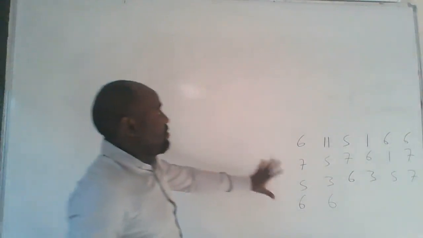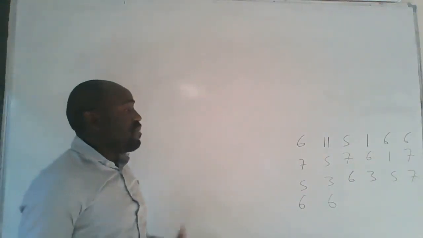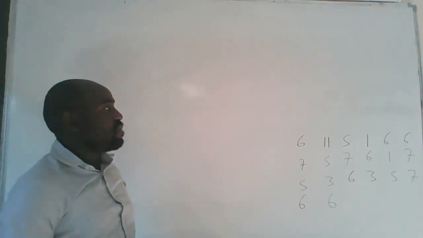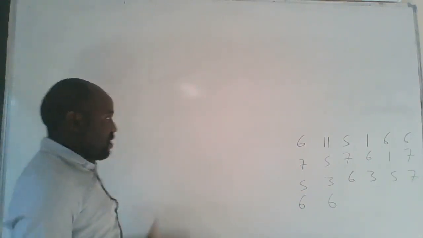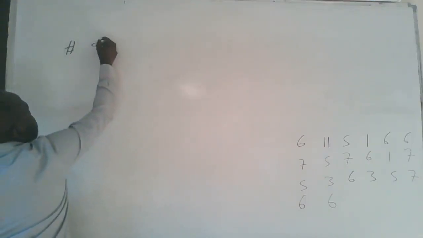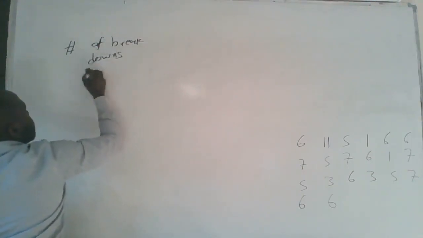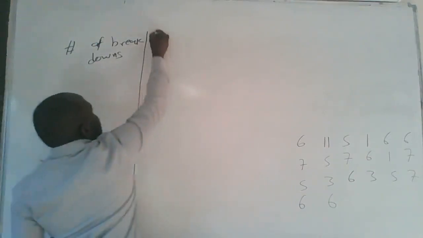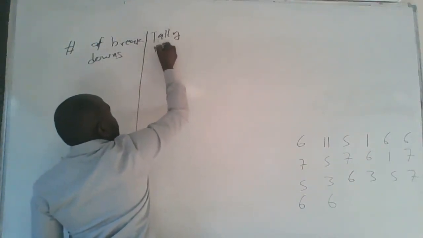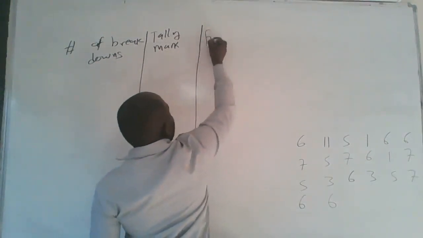I have shifted the data points, so I've put them here, so we can use those data points to construct our frequency distribution. The first thing that we need is to know what the headings for each column will be. Because we're looking at breakdowns, we'll have the number of breakdowns. Then we will have a tally mark. And then we will have the frequency.